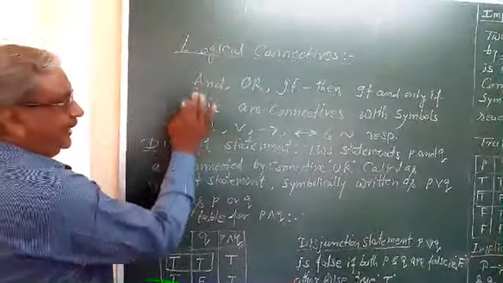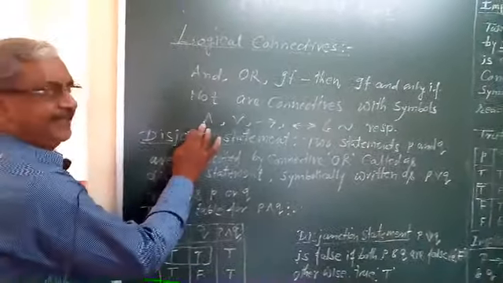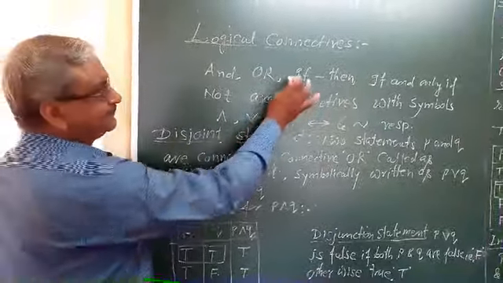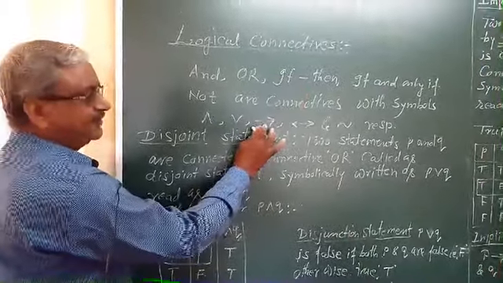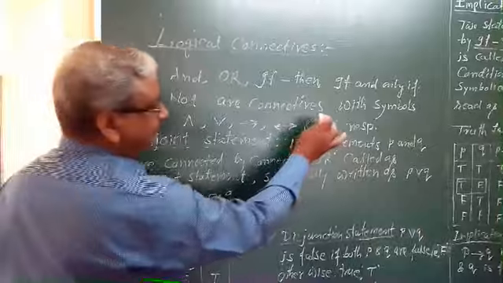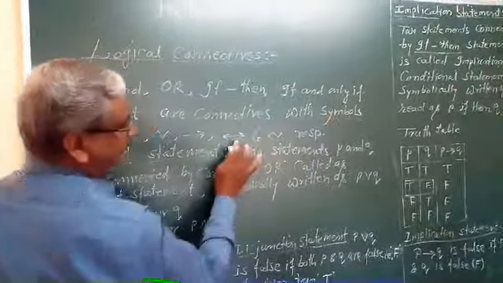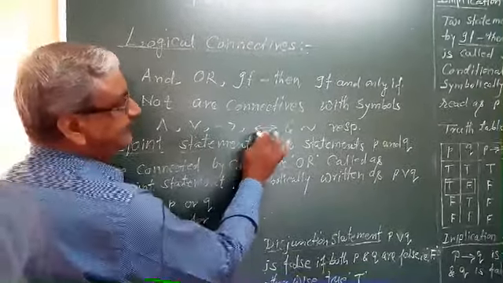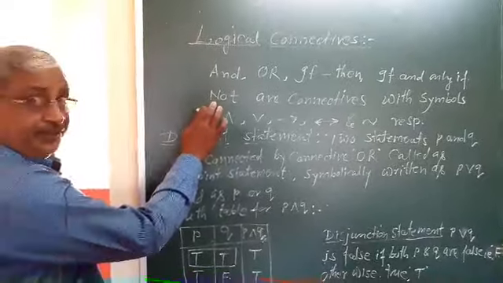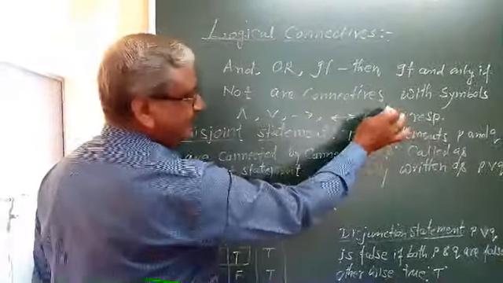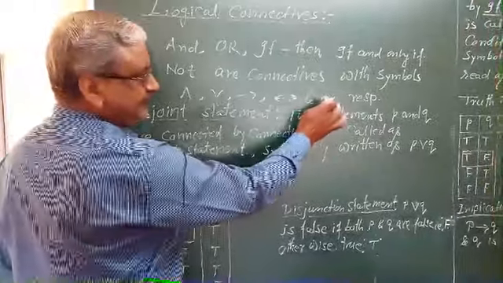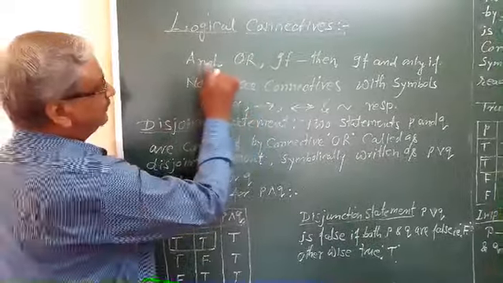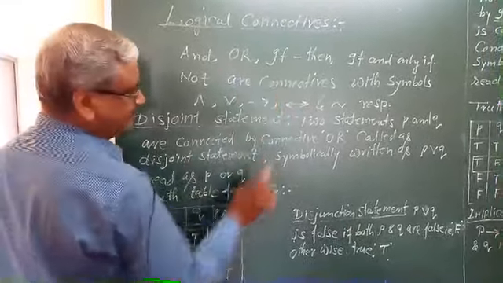Corresponding to and, the symbol is given as inverted V. Corresponding to or, the symbol is V. For if then, the corresponding symbol is a one-directional arrow, and for if and only if, it is the two-directional arrow, with arrows on both sides. And the last connective, not. Here a similarity sign, that we have seen in the 9th and 10th, is used. So these are the symbols of the corresponding connectives respectively.